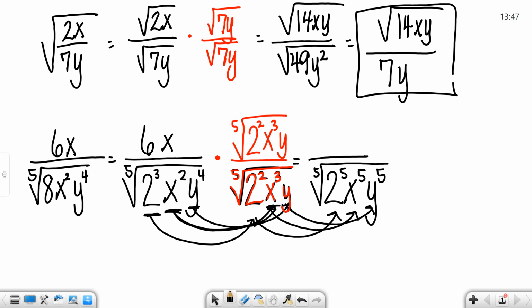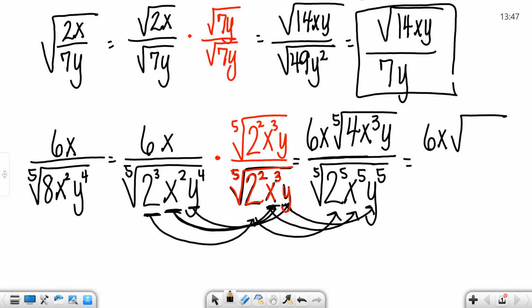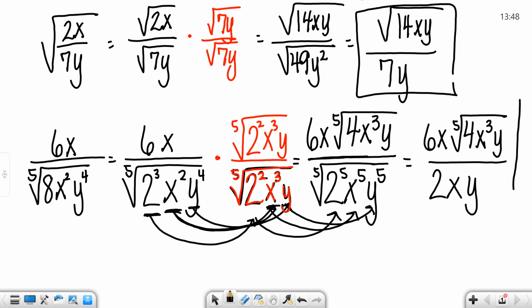Alright, so my numerator, this 6x, is going to sit out front of that radical. Now 2 squared is 4, so I'm going to go ahead and write that down. Don't forget that that's a fifth root. Now I can take the fifth root of 2 to the 5th, it's 2. I can take the fifth root of x to the 5th, it's x, and the fifth root of y to the 5th is y. So that would be my solution.